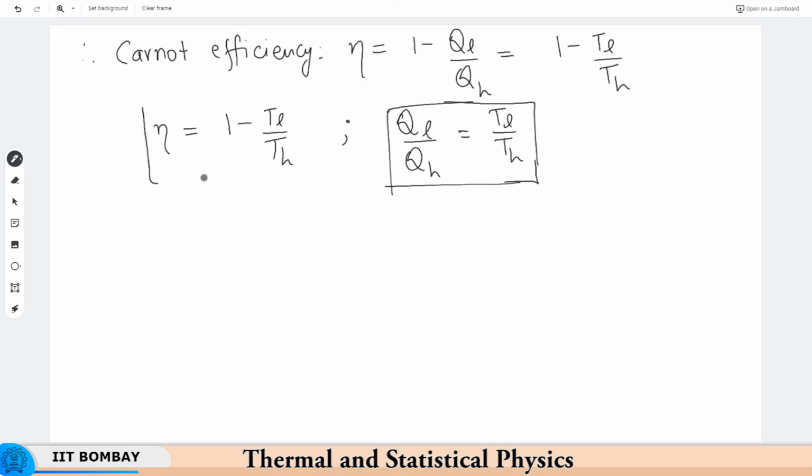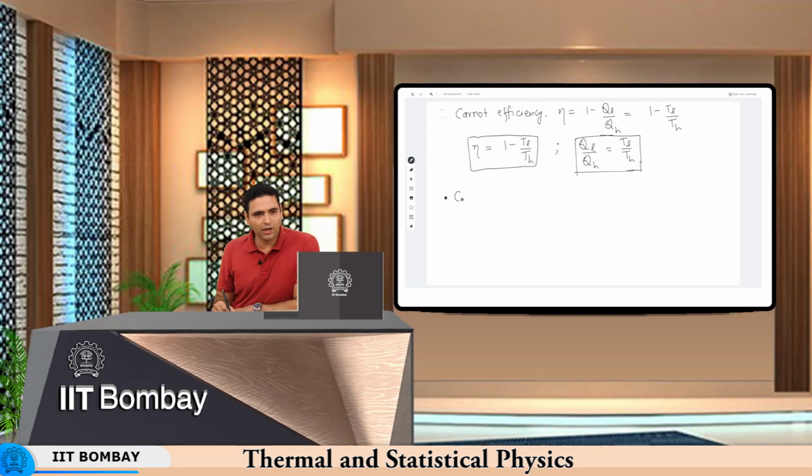So, clearly we can now see that the efficiency of a Carnot engine can never be equal to 1, right. Remember, since TL can never be 0, we are always subtracting a finite number from 1. So, efficiency is always less than 1, okay. Maybe I can write it down. So, the Carnot efficiency is always less than 1, okay.